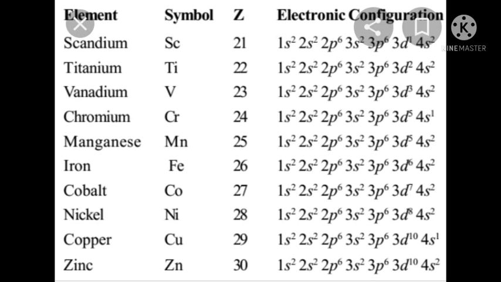Now, by observing this configuration, we can see that in all these elements, the last electron is entering into the 3D subshell, or the 3D subshell is being filled, or the 3D subshell is incomplete. So, we can tell that in transition elements, the penultimate D subshell will be incomplete. But here, in the case of zinc, the 3D subshell is completely filled, that is, it contains 10 electrons. So zinc is not considered as a transition element, even though it is present along with the transition metals.